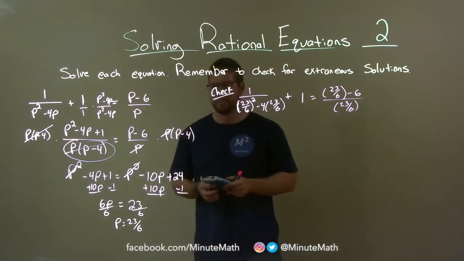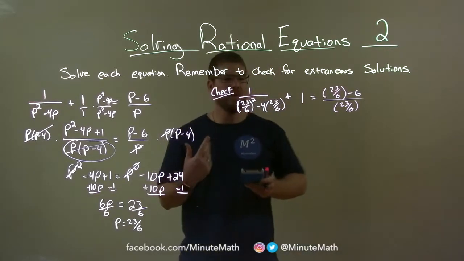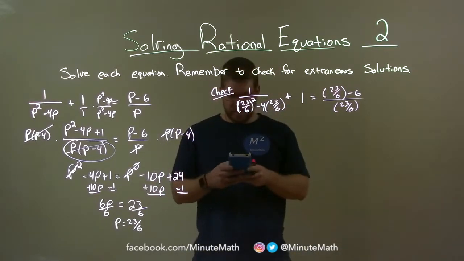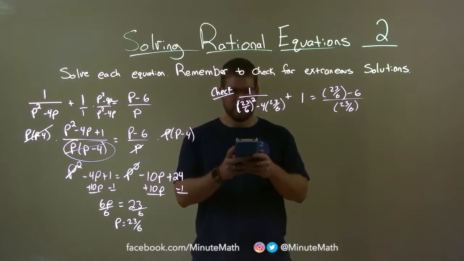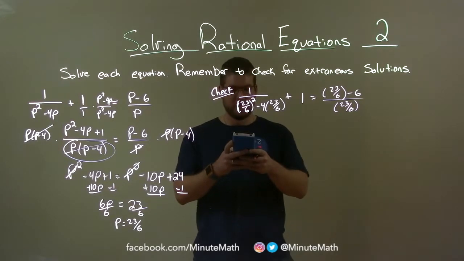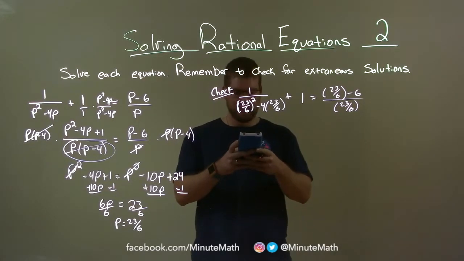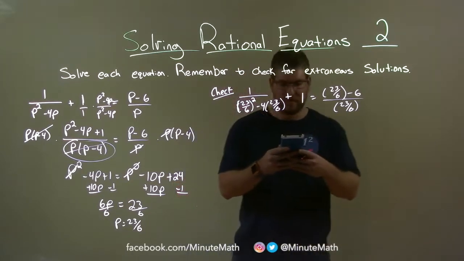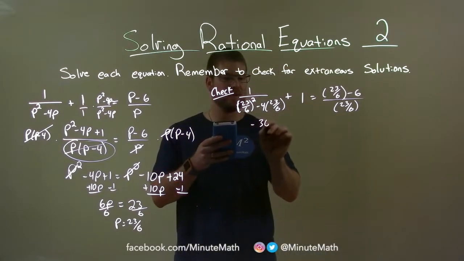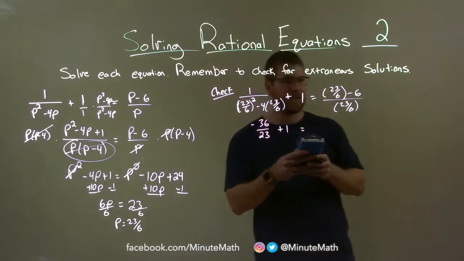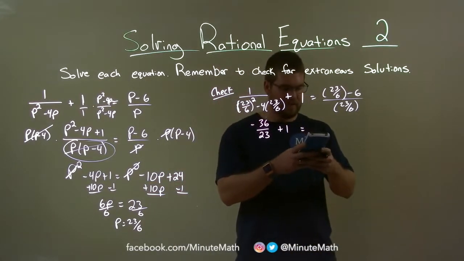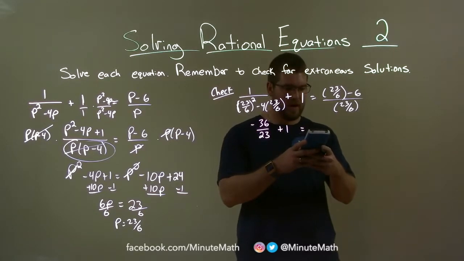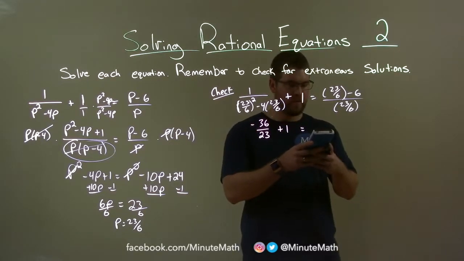Okay? So now, what I'm going to do, this fraction here, I have 1 divided by, I always love the big ones, 23 over 6 squared minus 4 times 23 divided by 6. And that as a fraction is negative 36 over 23. And we have plus 1 equals this one here, 23 divided by 6. Now there's always a chance you make a mistake running your calculator, so if it doesn't line up, always check it again.